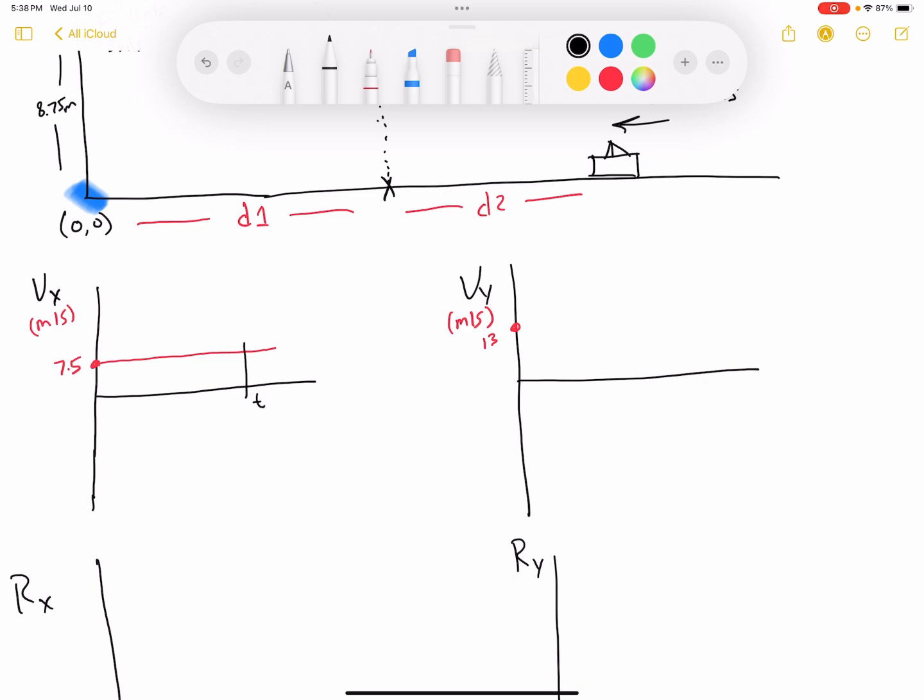All right, now in y, it's starting at 13 meters per second, but is the velocity in y changing? Yeah, it's changing due to gravity. So we're going to put a line here like this. And this is acceleration due to gravity, which is negative 9.8 meters per second squared. So that's the slope of this line. The slope of this line is acceleration, okay?